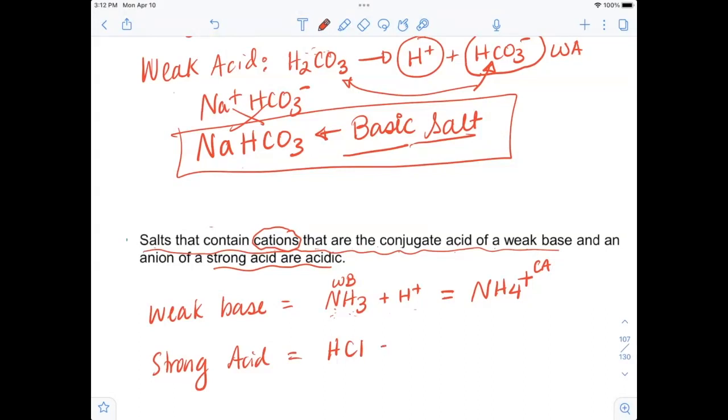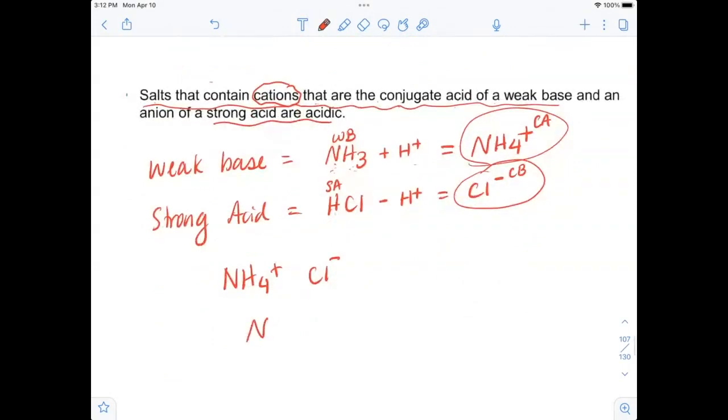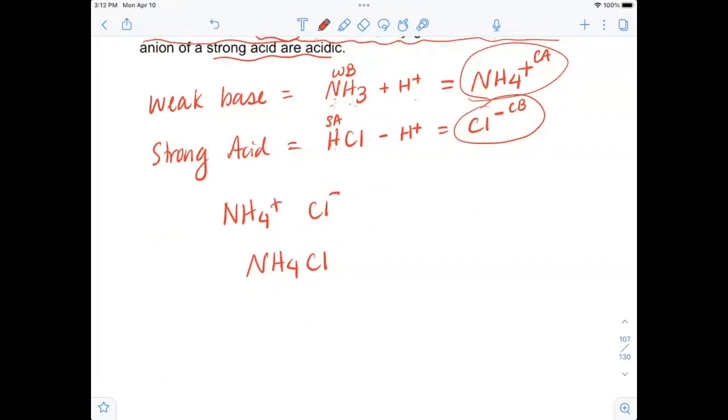So let me try to get the HCl minus the H plus, right? We get Cl minus. Once again, it's a strong acid, so this is a conjugate base. So you're combining this and this, right? So NH4 plus and Cl minus make up NH4Cl. Okay? So this is just saying, take your salt and get the parents from the salt.